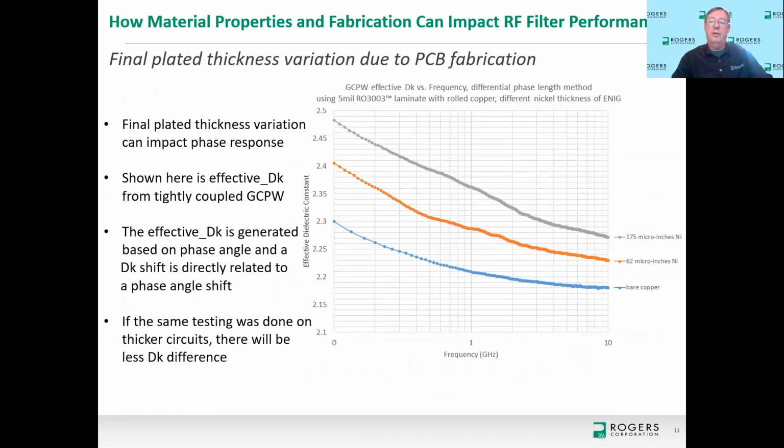The blue curve are circuits that were made with bare copper, no plated finish. Orange curve is ENIG with thin nickel, gray curve is ENIG with thicker nickel. And this is in the range of normal variation of nickel thickness, and you can see that the nickel thickness does make a difference on the phase response, which is related to the effective dielectric constant. So again, this is something that the designer should be talking to the circuit fabricator about, on what to expect for variation of the final plated thickness.